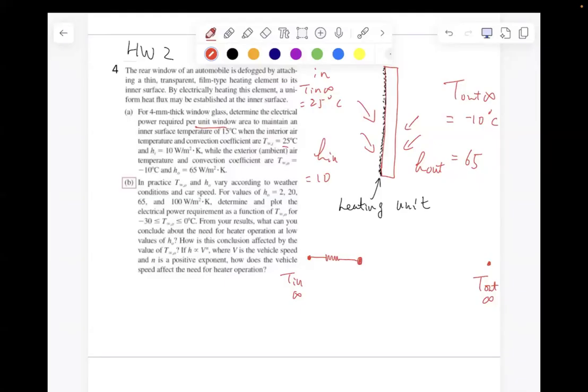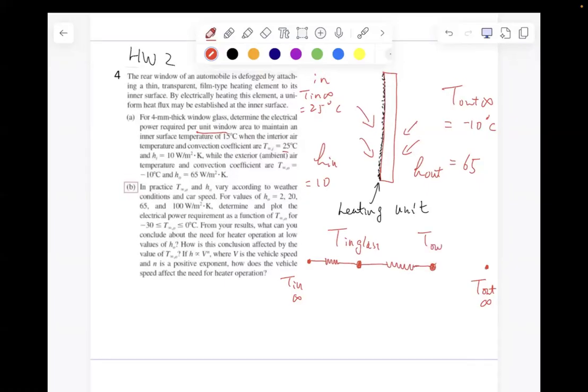This will be the inner glass temperature, and it goes across the glass by conduction, and then this will be the outer glass temperature, and then by convection again to dissipate to the outer air. So this will be the convection inner, and this will be the convection outer, and then this will be the conduction. And then if we want to say the resistance, then we put a capital R on each of them.